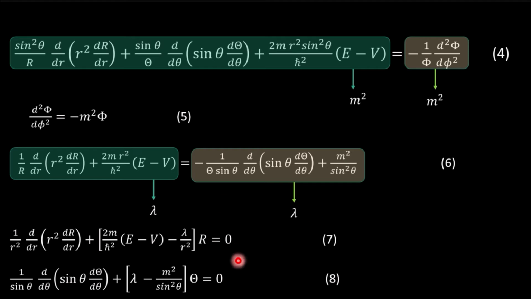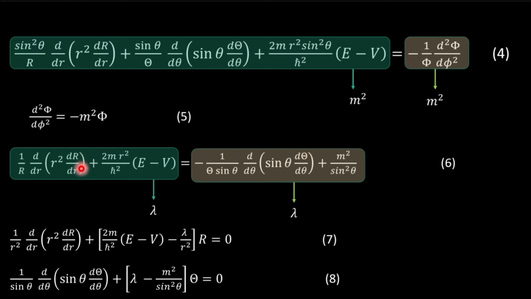So these two equations result from equation 6 by equating the left-hand side to some constant lambda and the right-hand side to the same constant lambda. We did that because the left-hand side is a function of the variable small r and the right-hand side is a function of the variable small theta, where these two variables are independent variables.